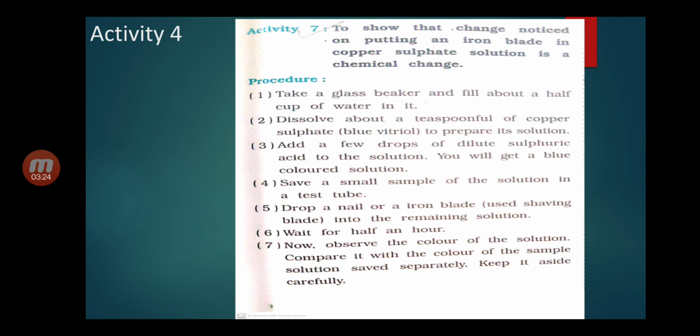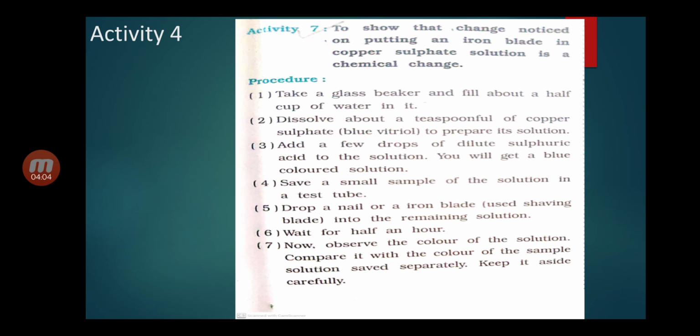Activity 4. To show that the change noticed on putting an iron blade in copper sulfate solution is a chemical change. Procedure. Take a glass beaker and fill about half a cup of water in it. Dissolve about a teaspoonful of copper sulfate, also known as blue vitriol, to prepare its solution. Add a few drops of dilute sulfuric acid to the solution. You will get a blue colored solution.